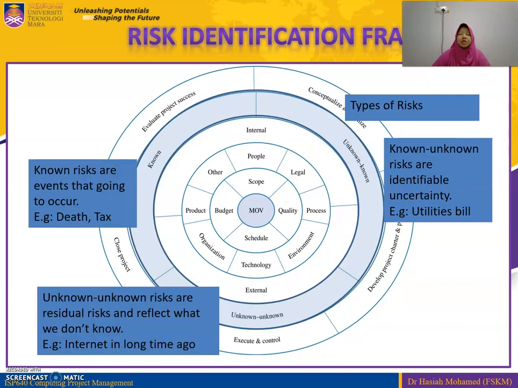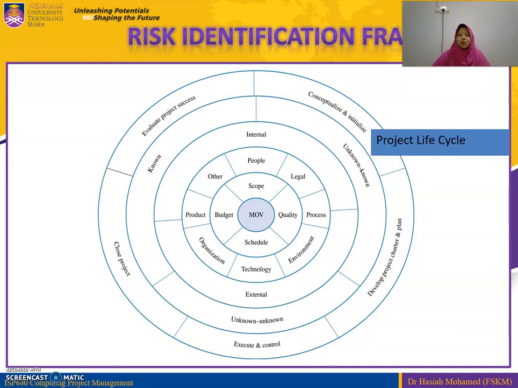And we have the type of risk, either known or unknown risk. Known risks are identifiable uncertainty, for example the utility bill. Then no risk, for example an event that is going to occur, like death or tax. Then unknown risks are residual risks and reflect what we don't know, like the internet a long time ago, for example. We also have the project life cycle.